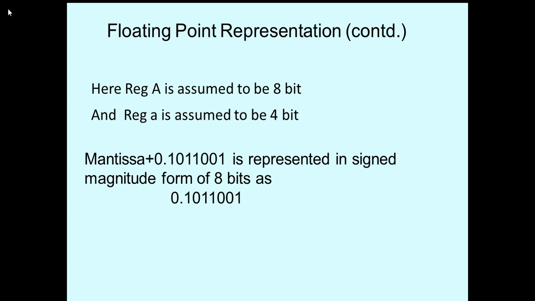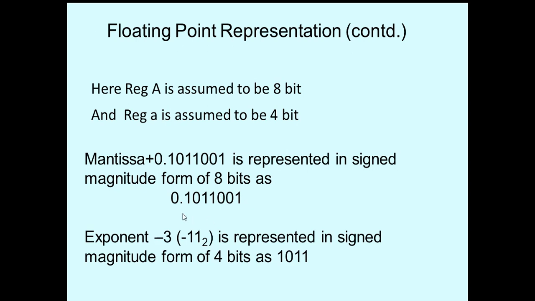The mantissa 0.10110001 is represented in signed magnitude form of 8 bits like this: 0.10110001. And the exponent minus 3 is represented in signed magnitude form of 4 bits, where this is the sign bit. Why?